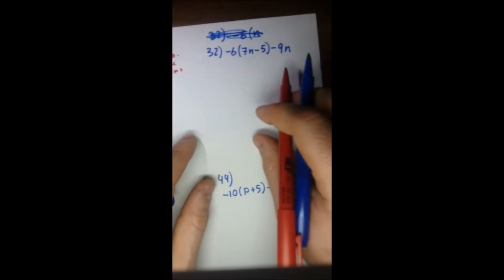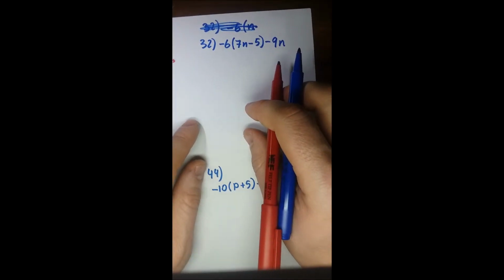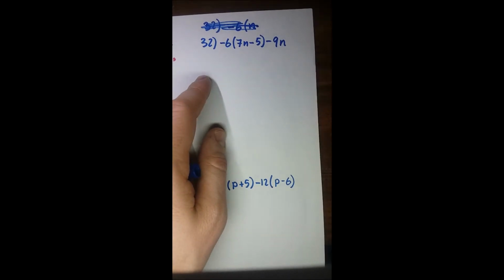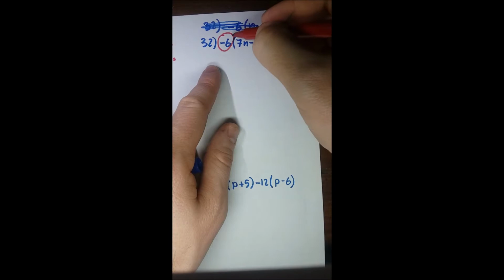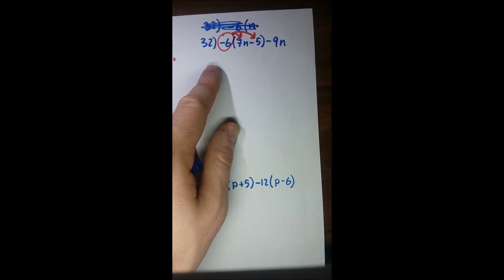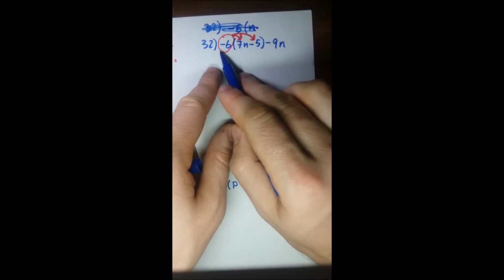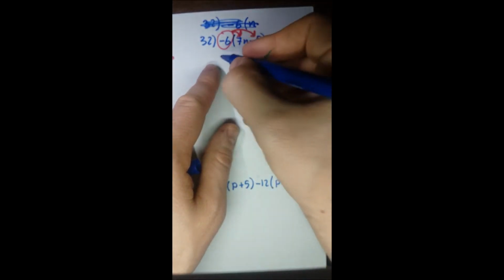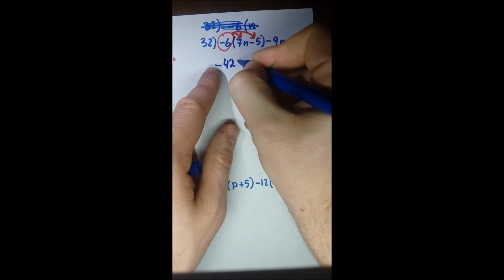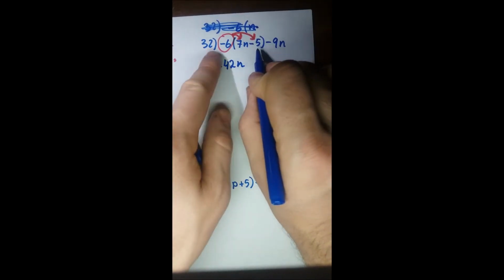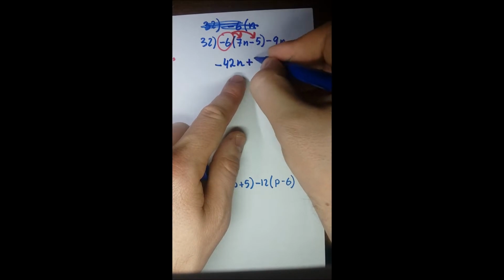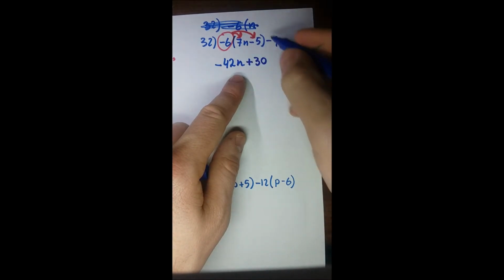32. Same thing. This is going to be a fun problem. You're looking at this -6. So we take this -6 and we need to distribute it, or multiply it, by this entire parenthesis. So -6 times +7n is -42n. -6 times -5. Negative times a negative is a +30.